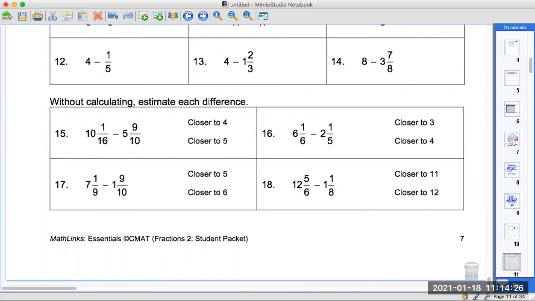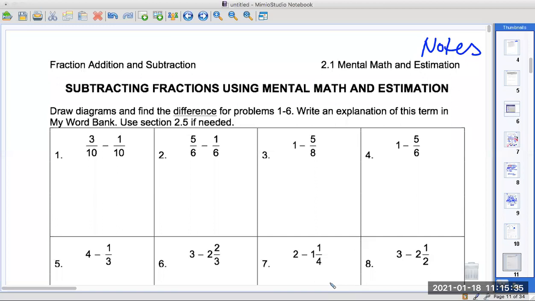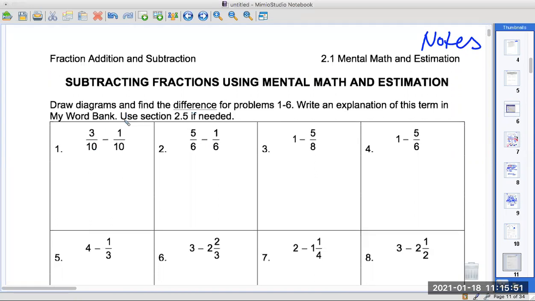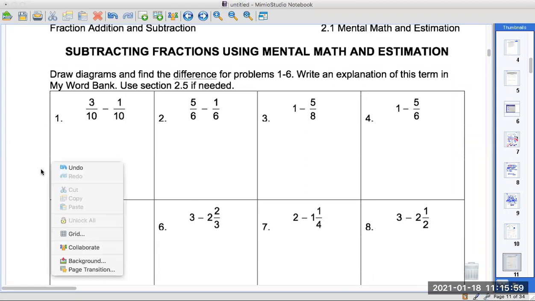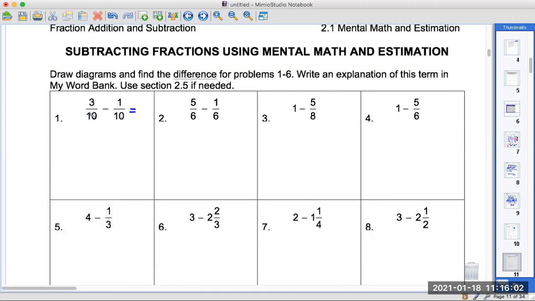Nope, one more. So let me take a little pause here. Okay, on this page it says draw diagrams and find the difference for problems 1 through 6. Remember, difference is the answer when you subtract, which is takeaway, minus. Write an explanation of this term in my word bank. We've already done that, okay? So notice same denominator. Sometimes it's just too easy and you don't need a diagram. And I don't want to make this any harder. If you have the same denominator, all you do is subtract the top.